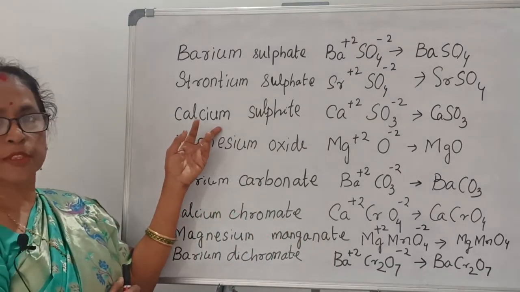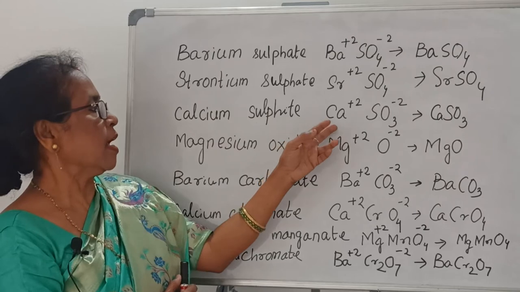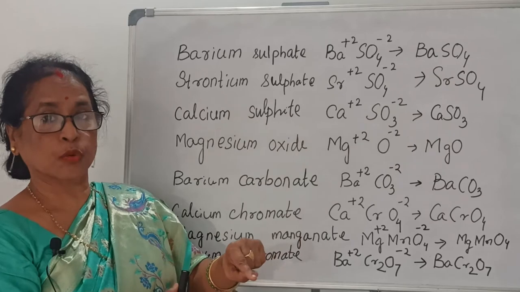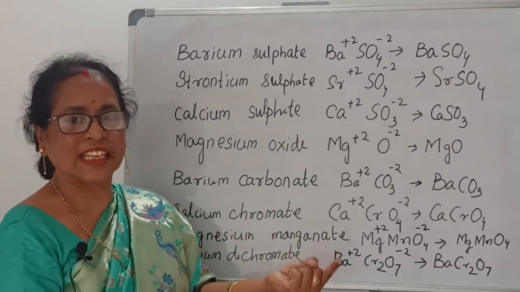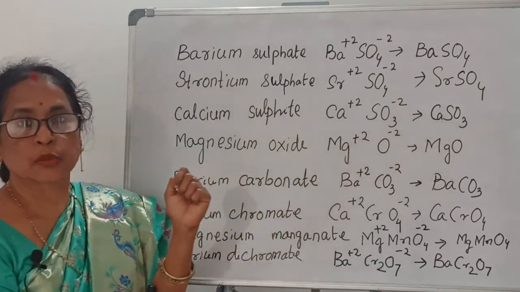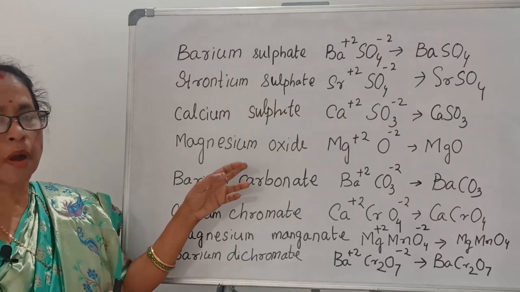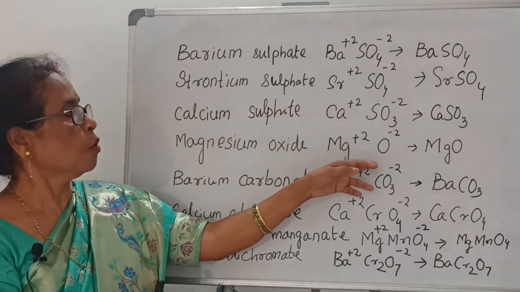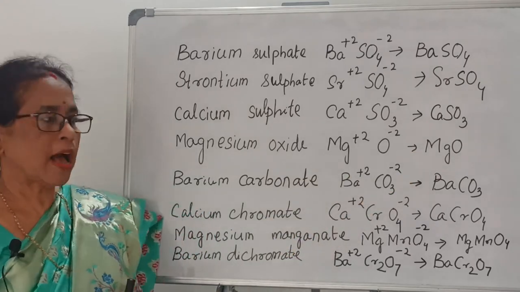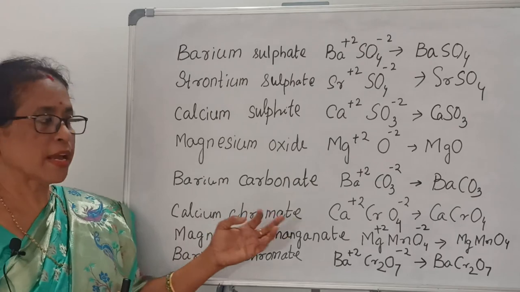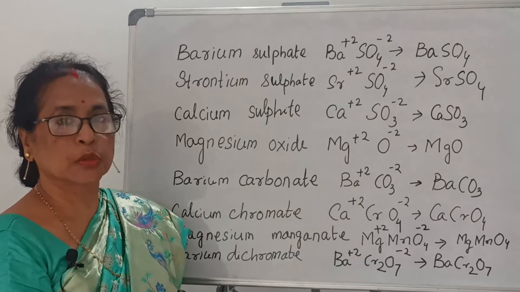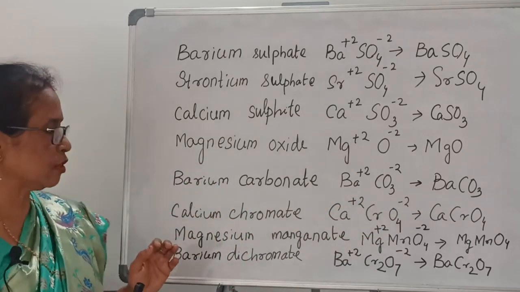Now see calcium sulfite. Calcium Ca plus 2 and sulfite. I told you sulfate is SO4 minus 2, sulfite, S-U-L-F-I-T-E, is SO3 minus 2. So it is CaSO3. Then come to magnesium oxide, Mg plus 2, O minus 2, both cancel. So MgO, the correct answer. Barium carbonate, barium Ba plus 2, belongs to second group, and CO3 minus 2, BaCO3, cancel each other.